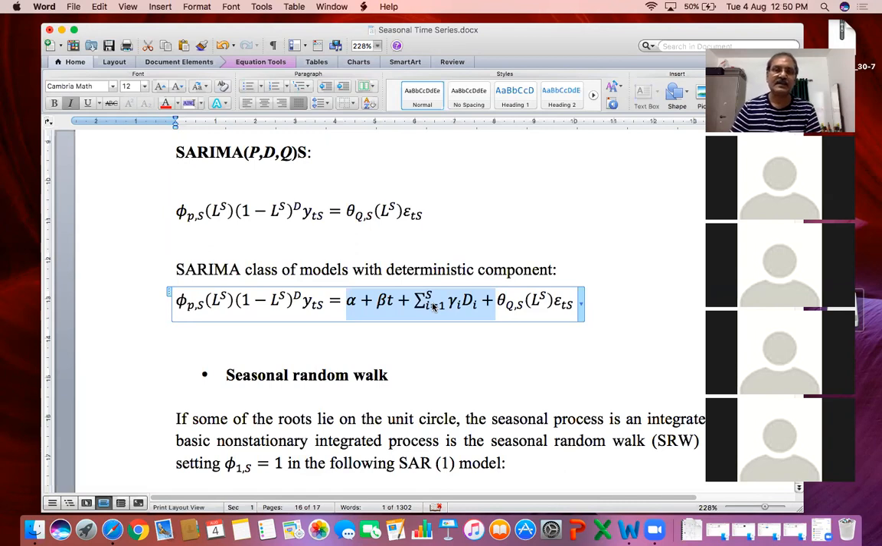So in that case, you can incorporate the deterministic part like this. This is the constant term alpha indicating the drift parameter, beta times t, the deterministic trend parameter, and this part, sum of gamma i D i, indicates the seasonal variation in the deterministic component in terms of the seasonal dummy. And the last part denotes the moving average component of order Q in SARIMA (P, D, Q). Okay?